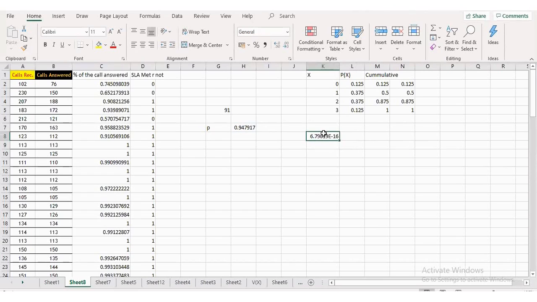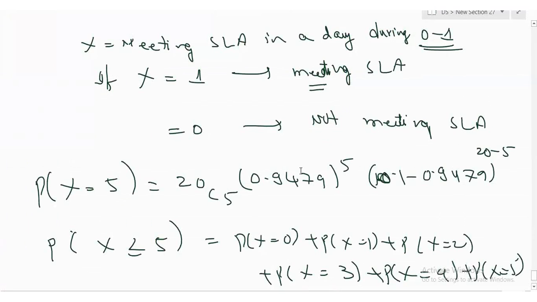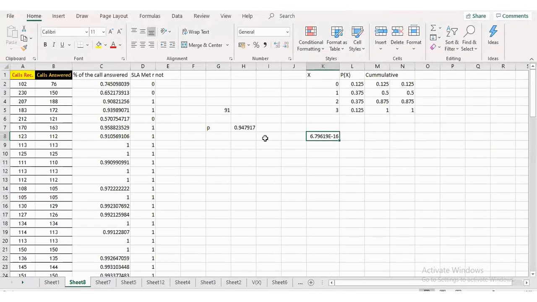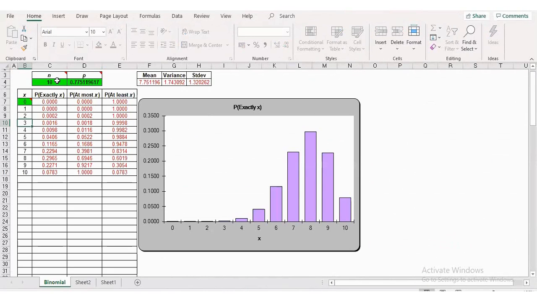Still it is near to 0, less than 5 days, meeting the SLA. What is the meaning of this? Let me explain a little bit more on this. First, let me do this using the head and tail problem.